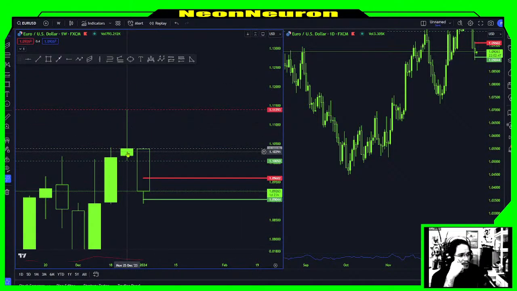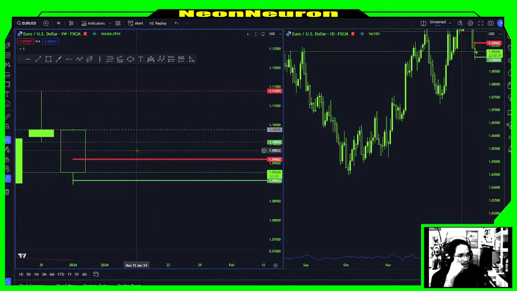This is last week's bar, or last week's candle. And we have last week's high, which is resistance now. I turned off the magnet. We have last week's high, we have last week's closing price, and then we have last week's lowest price, which becomes support.